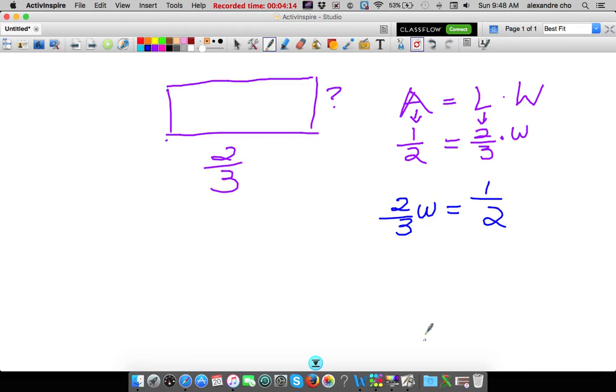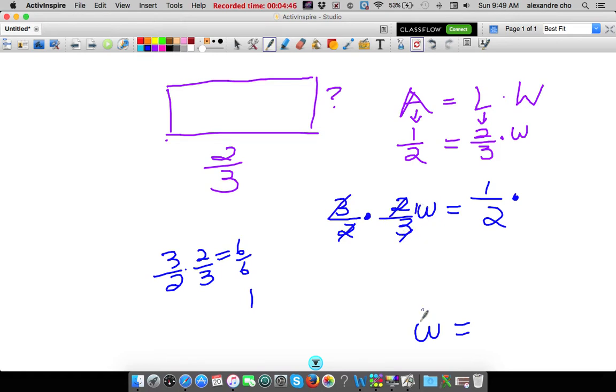This W has to be alone. Somehow we have to figure out a way to isolate it. So we're going to multiply both sides by the reciprocal. Remember what the reciprocal is? The reciprocal of 2/3 is 3/2. If you multiply 3/2 times 2/3, 3 times 2 is 6 on top, 2 times 3 at the bottom is 6. So you end up getting 1. This crosses out and becomes 1W, or just simply W, and that's what we want.